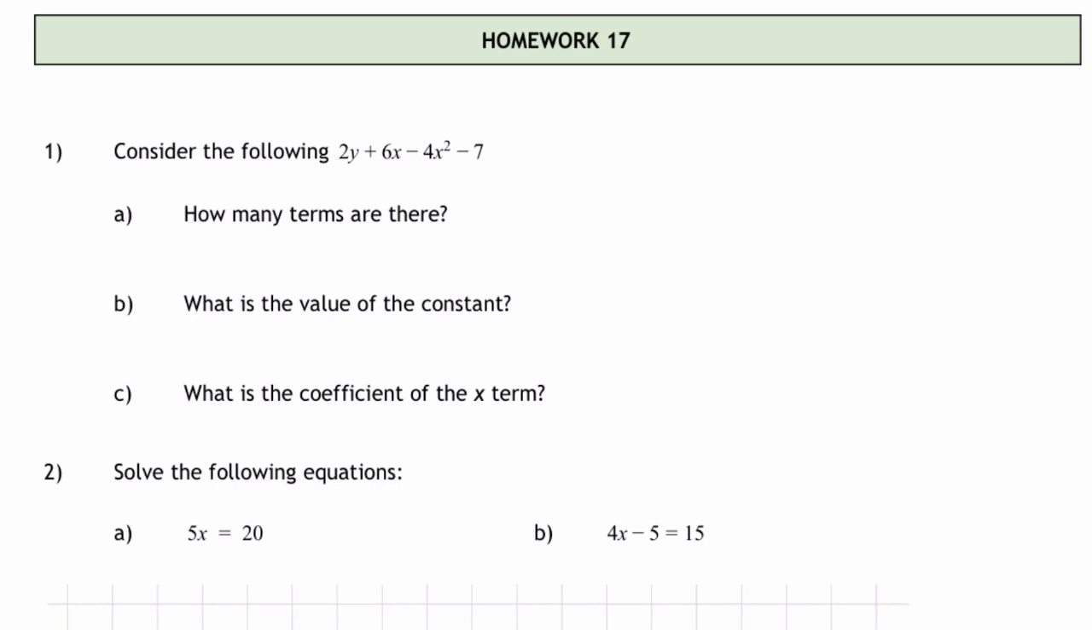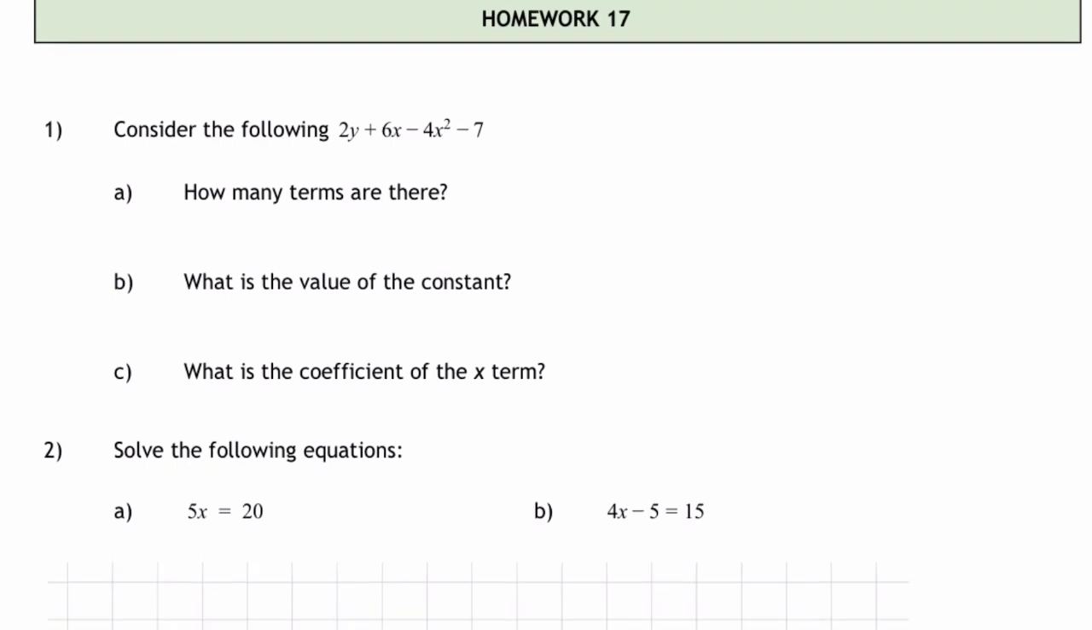Here we have the homework solutions, homework 17, and for the first question we have an expression. The way we can tell it's an expression is it has multiple terms and no equal sign. Let's just highlight these expression terms. We've got the first one here, the 2y, we have the plus 6x, the minus 4x squared, and the minus 7. So there are 4 terms in this expression.